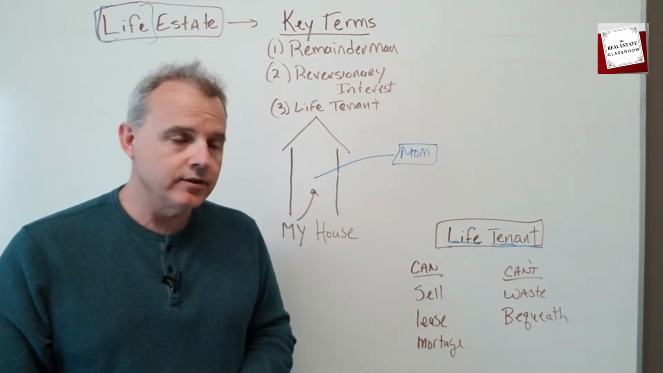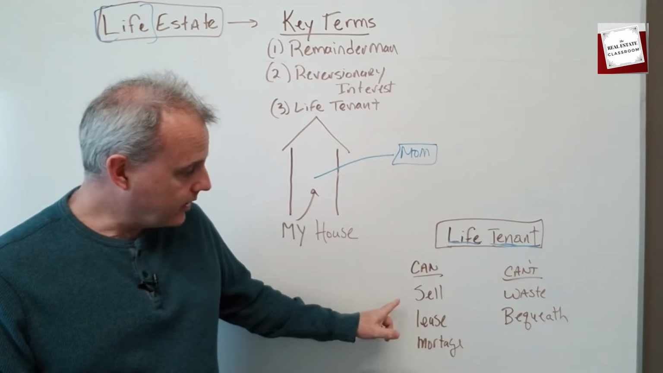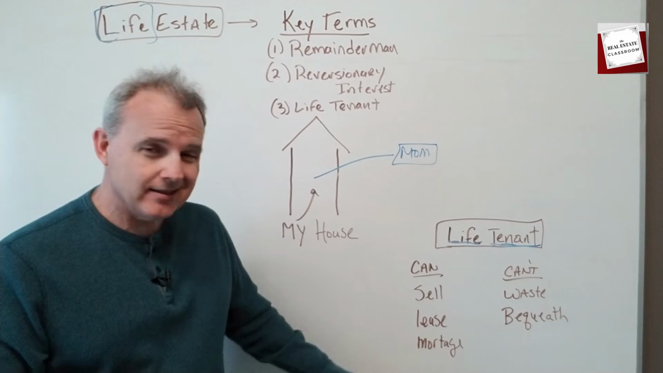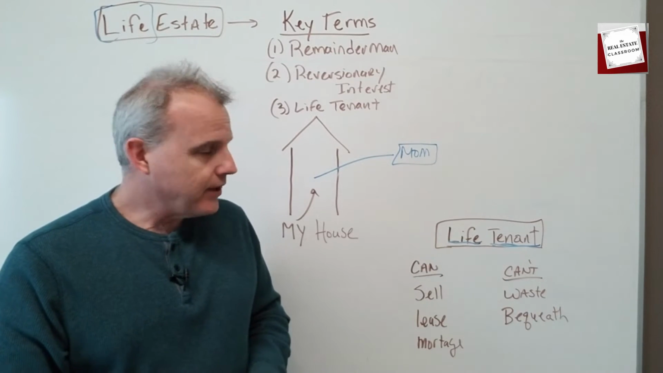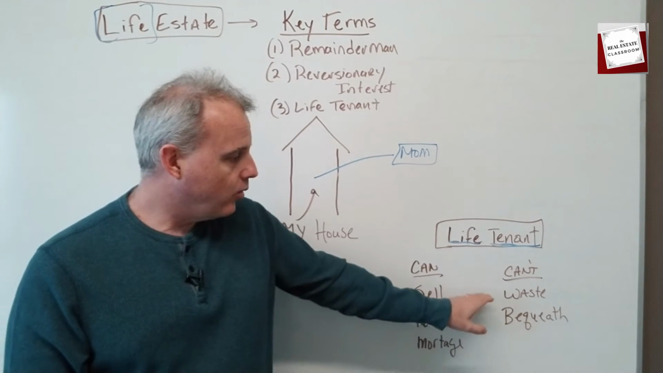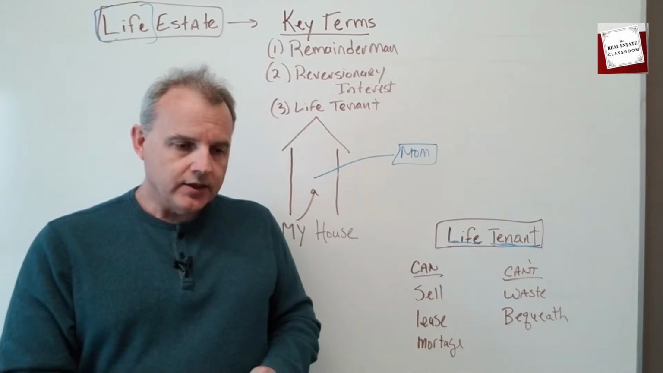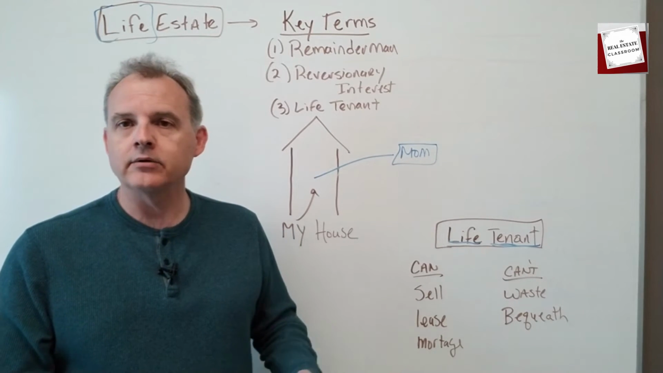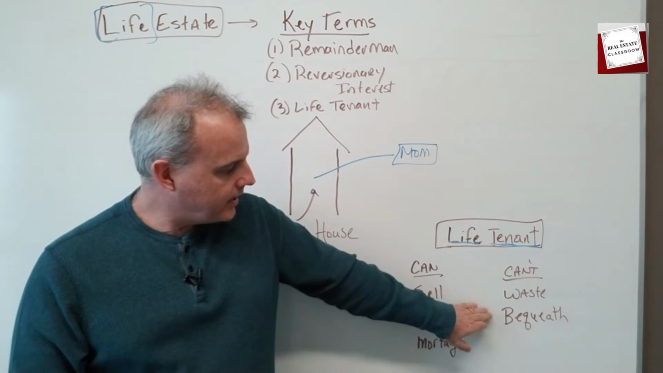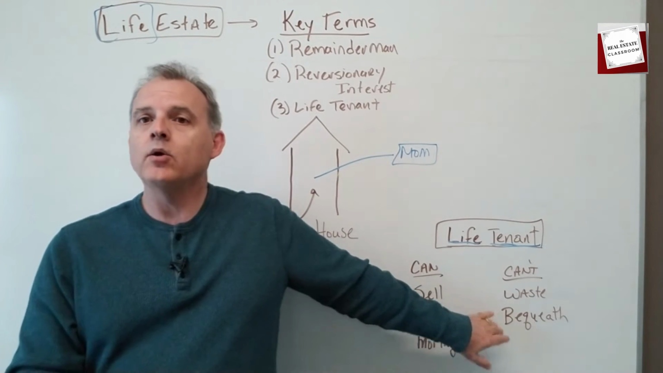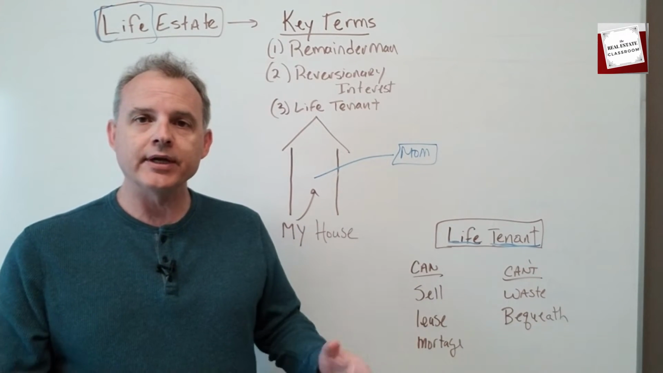So what can Mom do? Well, Mom can sell the property. She can lease the property. She can take a mortgage out on it. The things that Mom can't do, she can't waste the property. And that means she can't burn it down or destroy it. And she can't bequeath it, meaning will it to any one of her heirs or anybody else.